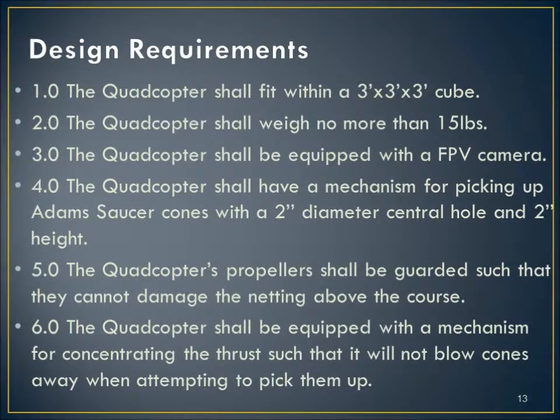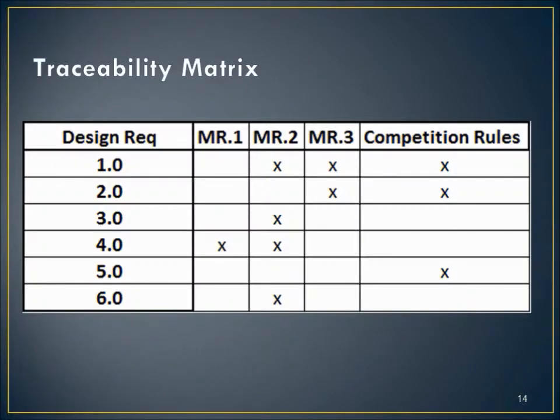The design requirements. The quadcopter shall fit within a 3x3 foot cube, shall weigh no more than 15 pounds, shall be equipped with a first-person view camera, and shall be able to pick up the flying saucer cones. Here you see the traceability matrix, which relates all 3 mission requirements with all the design requirements and all of the competition rules.